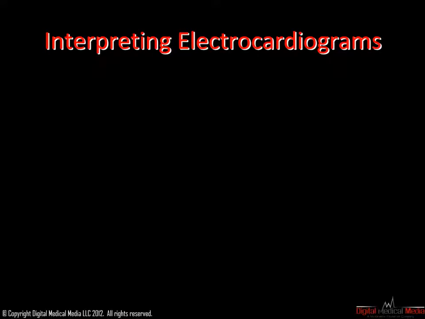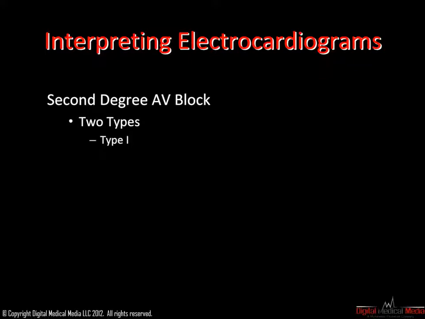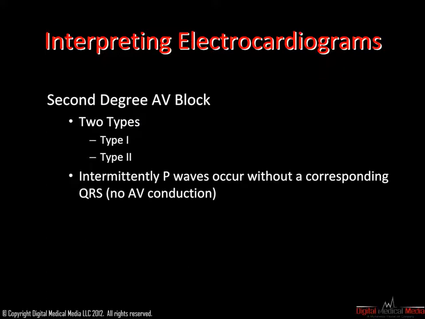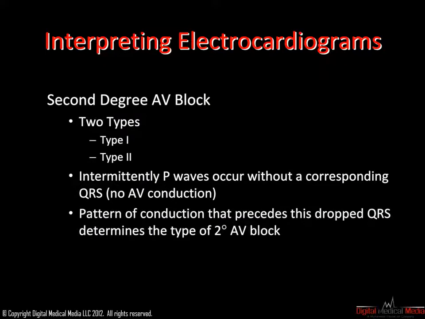The next form of heart block that we want to talk about is second degree heart block. Second degree heart block has 2 forms, type 1 and type 2. Both forms of second degree heart block mean that intermittently a P wave occurs without any conduction to the ventricles. The pattern of conduction which precedes this dropped QRS is what determines whether it is type 1 or type 2 second degree heart block. Let's look at some of the patterns of second degree heart block.